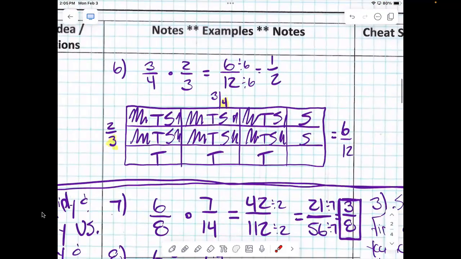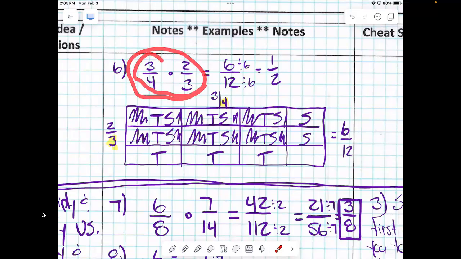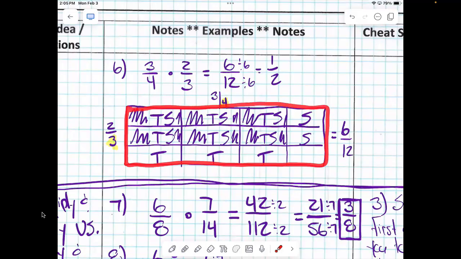We're going to do this one right here. 3/4 times 2/3. Here is the area model. We're going to multiply those two fractions together that I just circled. Step 1 is, should our candy bar always kind of look like this? Yep, we're going to always do the same candy bar, yes?